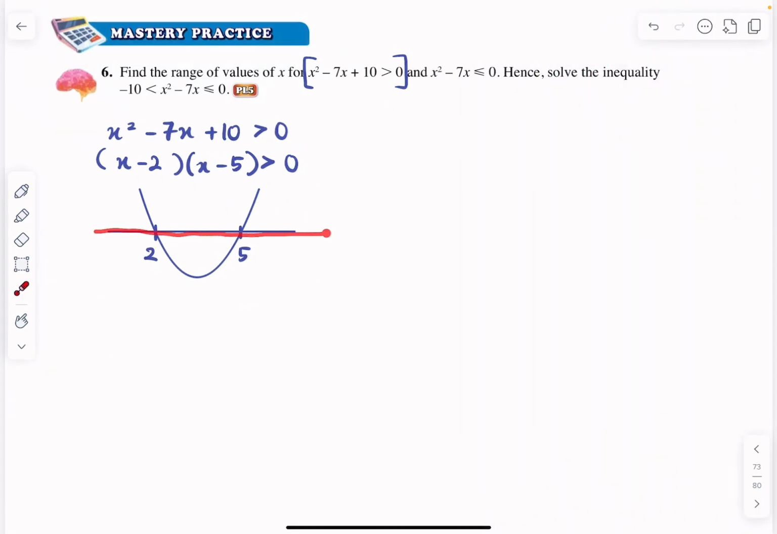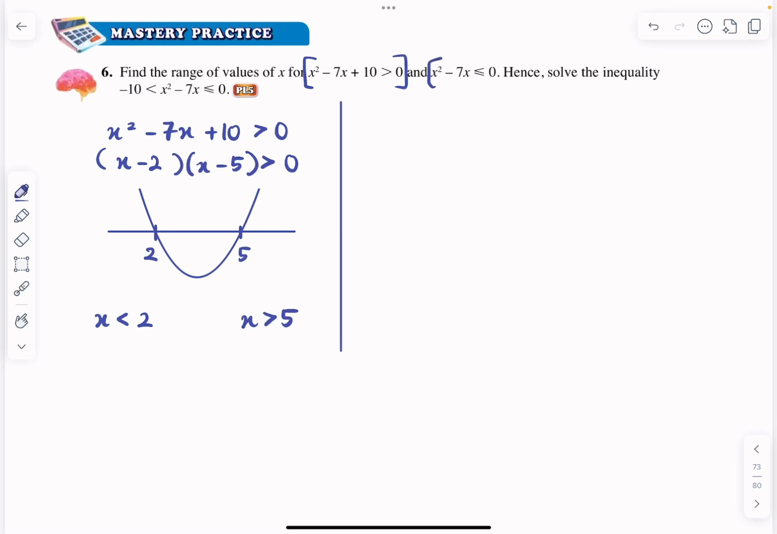So this is our 0. More than 0 means it would be here. So more than 0, our graph exists here and here. Therefore, our range would be here and here. So x less than 2 and x more than 5, because our graph will go until infinity. So everything less than 2 and everything more than 5. Done. So this is the range for the first inequality.